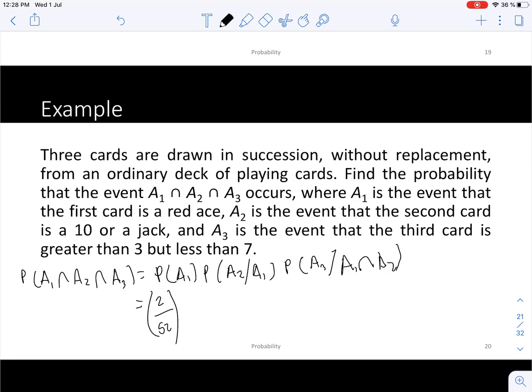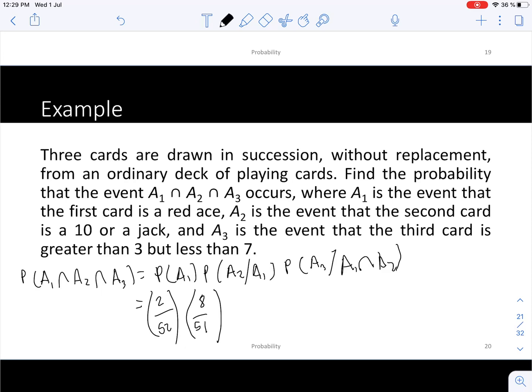Then the probability of A2 given A1. What is A2? A2 is that the second card is a 10 or a jack. So there are 4 10s and there are 4 jacks in the deck. Therefore, in total, there are 8 points that satisfy that condition. So that probability is going to be 8. But now this is conditional because we have taken one card, right? So this is divided by 51.